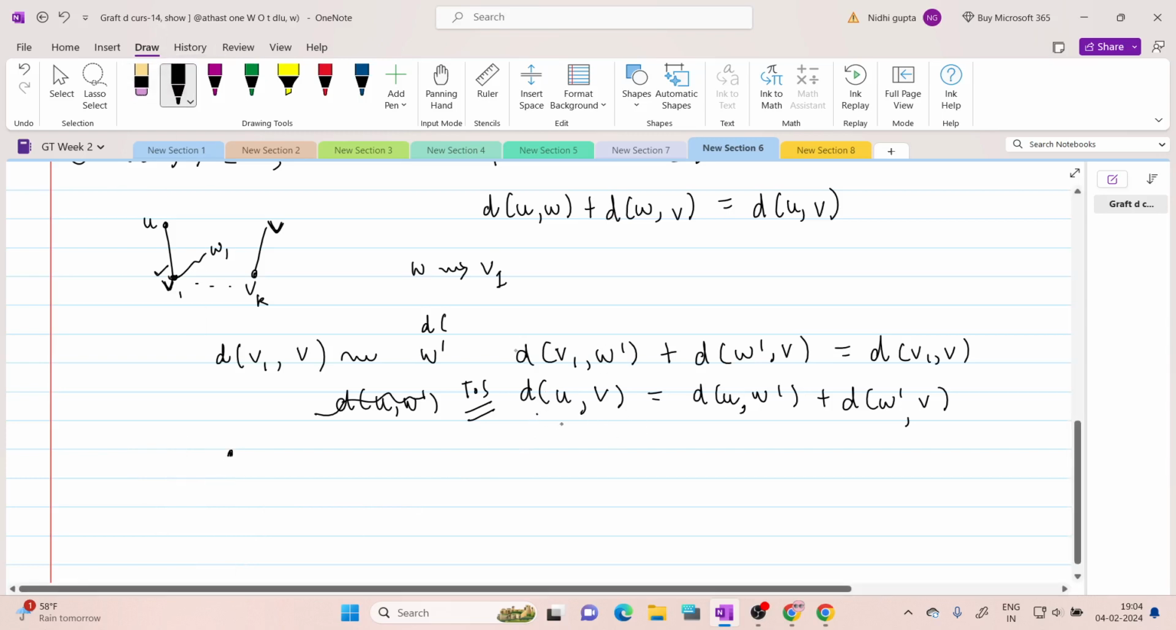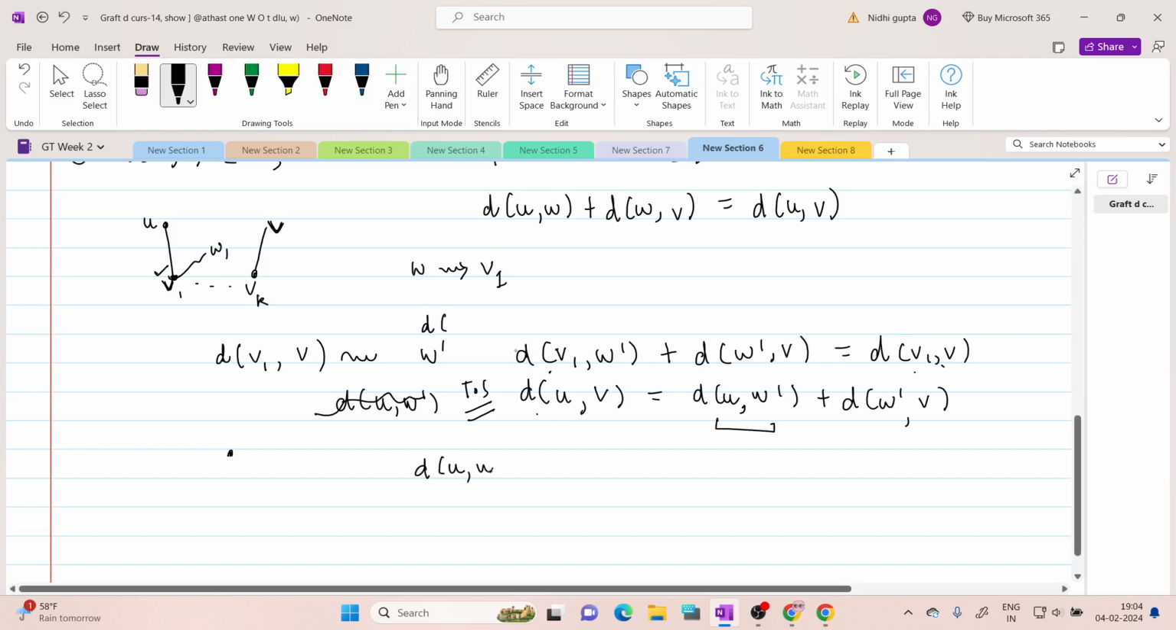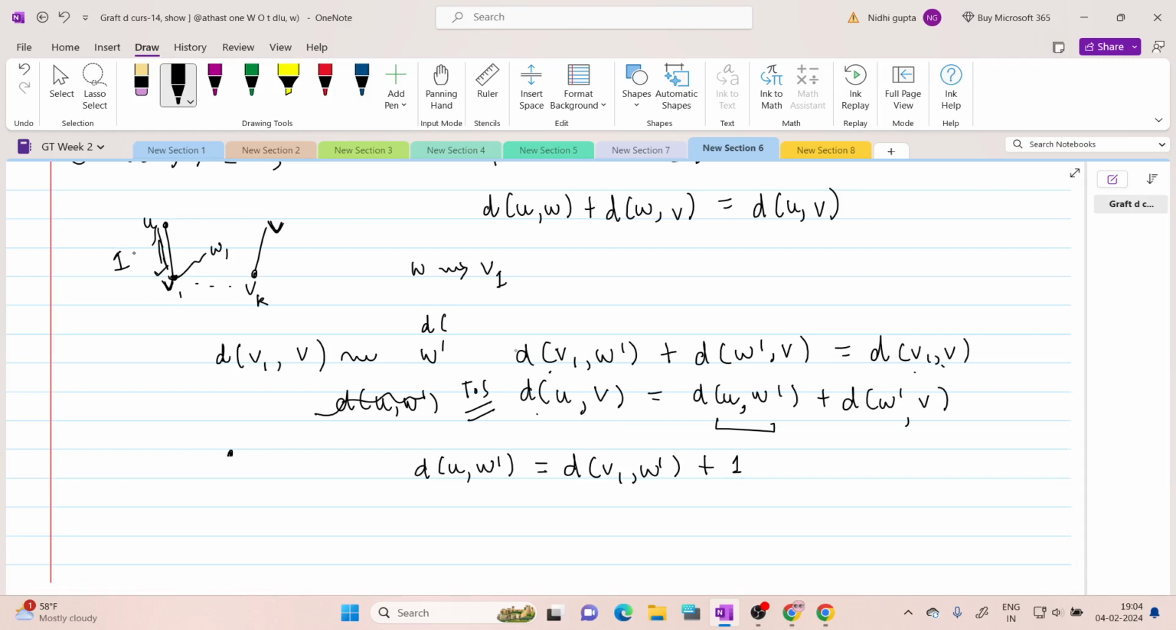But see, you have to say that we are getting dv1 w prime plus dw prime v is dv1 v. Yes. So now you will have to show that du of w prime is the same as dv1 w prime plus 1, because we know du v1 is 1. This is 1 because we have already picked v1 as a vertex adjacent to u, and such an adjacent vertex will definitely exist. Otherwise, how would I construct a path?